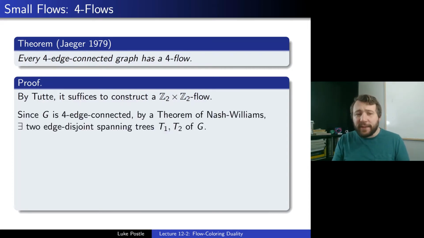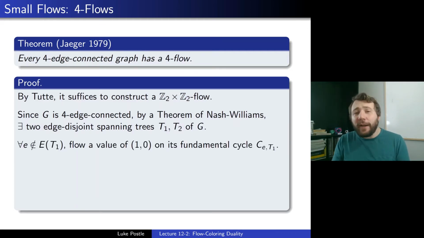So how do we do this? Well, since G is 4-edge connected, let G be this graph we're doing, then by a theorem of Nash-Williams, there exist 2 edge disjoint spanning trees T1 and T2 of G. So we don't really talk about that, but it is in the notes still, that if you're a 2k-edge connected graph, you have k edge disjoint spanning trees. So if you're 4-edge connected, there are 2 edge disjoint spanning trees. So now we're going to use that to our advantage to build the flow.